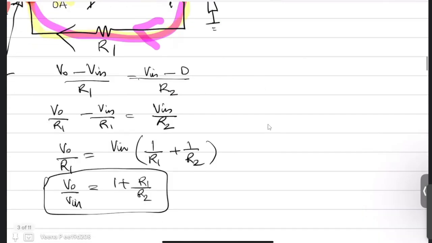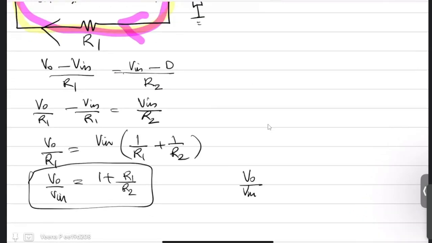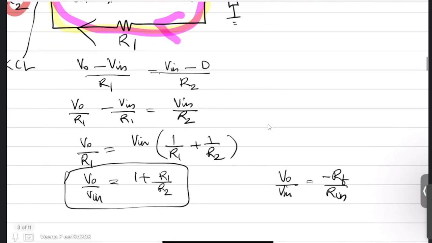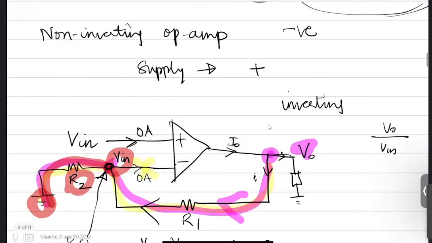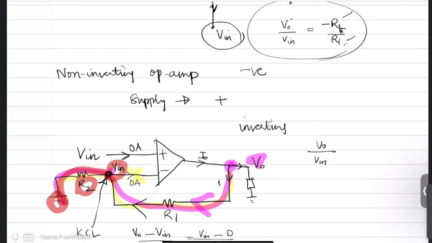So you see, for the inverting op-amp, your V naught by V in was minus RF by Rin. But in this case, it became like this. In the inverting op-amp, your output will have a negative sign, which means your output will be 180-degree phase shifted from your input. But in the non-inverting op-amp, the polarity will be the same and you can control the gain using R1 and R2. So I hope you learned how to solve equations involving op-amps, a simple circuit.